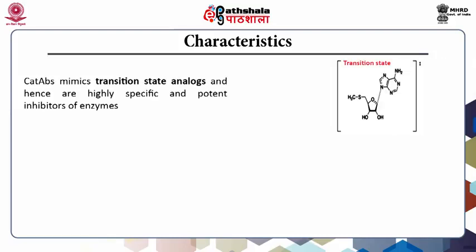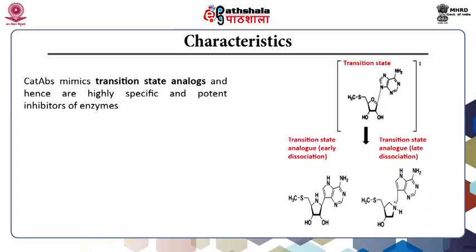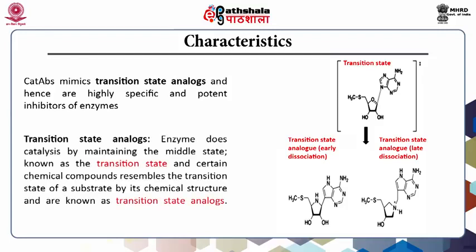Catalytic antibodies mimic the transition state analogues and hence are highly specific and potent inhibitors of enzymes. What are these transition state analogues? We all know that enzymes perform catalysis by maintaining the middle state, known as the transition state, and certain chemical compounds resemble the transition state of a substrate by its chemical nature, and thus they are known as transition state analogues.